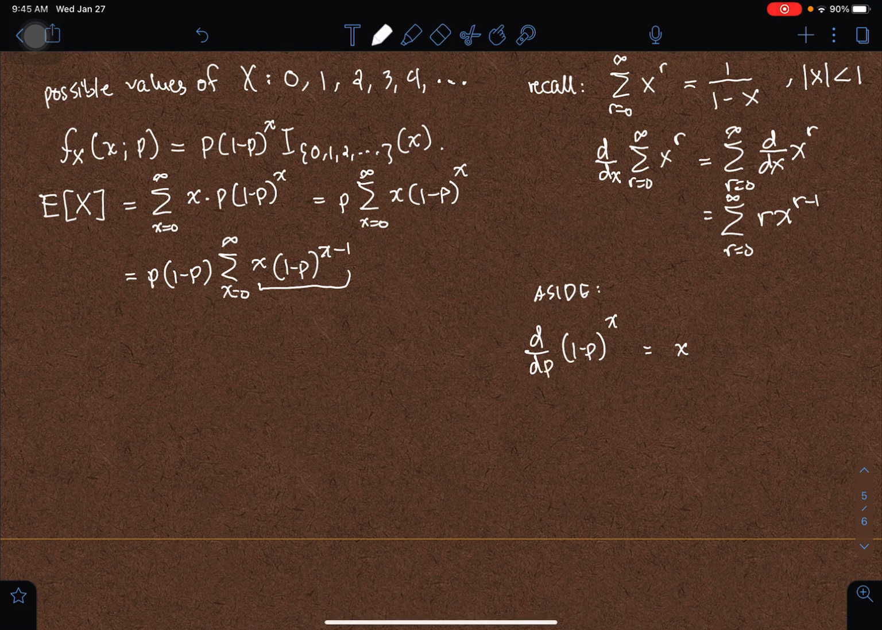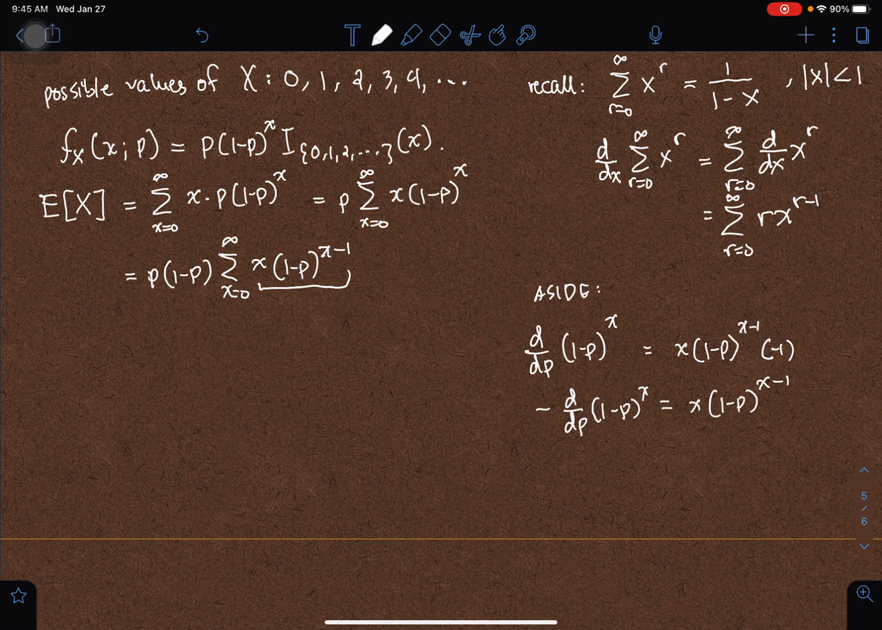So with respect to p, that will just be the power rule. So x times (1 minus p) raised to x minus 1, times the derivative of the base, which is negative 1. Therefore, the negative of the derivative with respect to p of (1 minus p) raised to the power x is equal to x times (1 minus p) to the x minus 1.